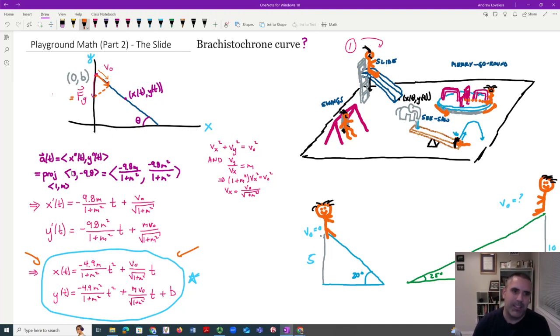I want to quickly get to this. So the projection onto 1, m, why am I using 1, m? The slope of this line is m. It's going to be a negative number. B is going to be the y-intercept.